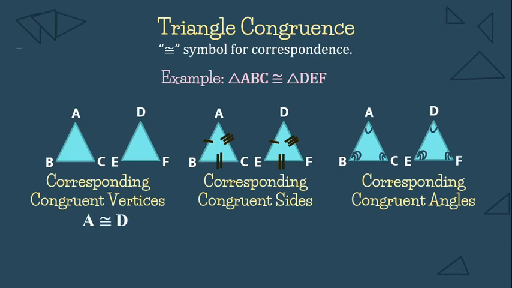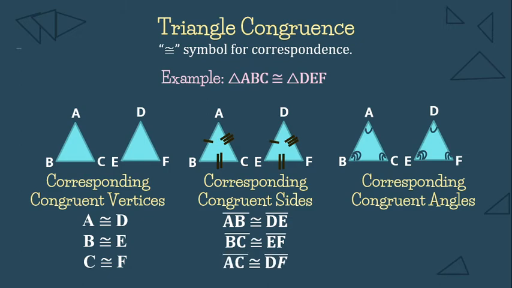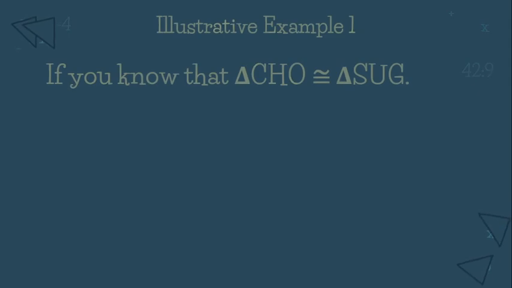So, same lang din natin. A is congruent to D, B is congruent to E, C is congruent to F. Then, yung corresponding congruent sides natin, side AB is congruent to side DE, side BC is congruent to side EF, and side AC is congruent to side DF. And for the corresponding congruent angles, angle A is congruent to angle D, angle B is congruent to angle E, and angle C is congruent to angle F.